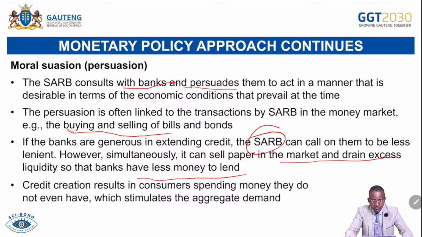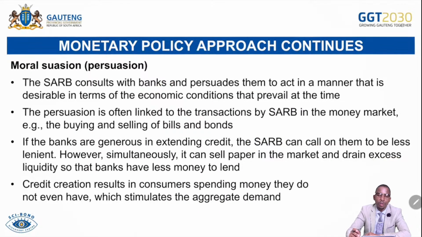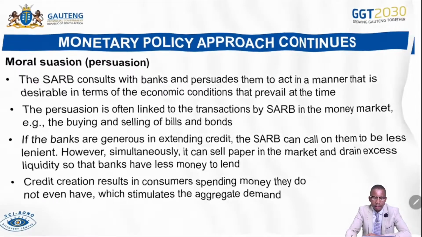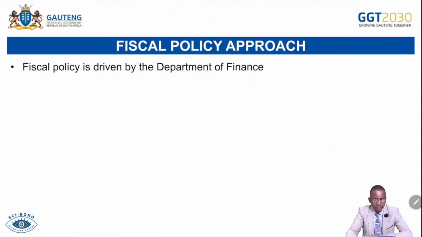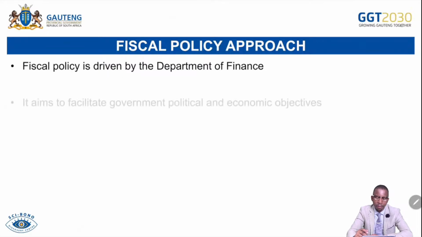Credit creation results in consumers spending money they don't even have. We know that people are always tempted to spend. Should there be more credit creation, people will be taking loans and spending more money that they don't even have, which will be payable in future with more interest. Fiscal policy approach. Fiscal policy is driven by the Department of Finance. We know that the Department of Finance is fully responsible for fiscal policy in South Africa.